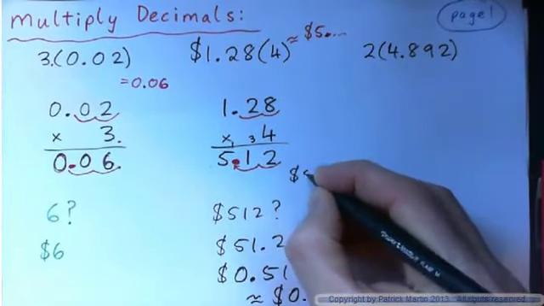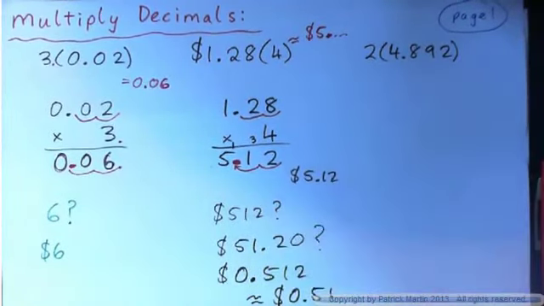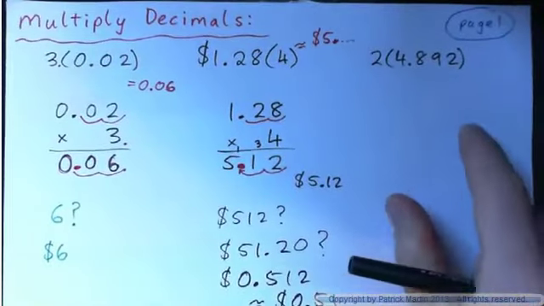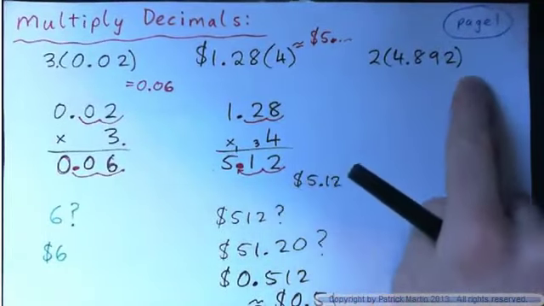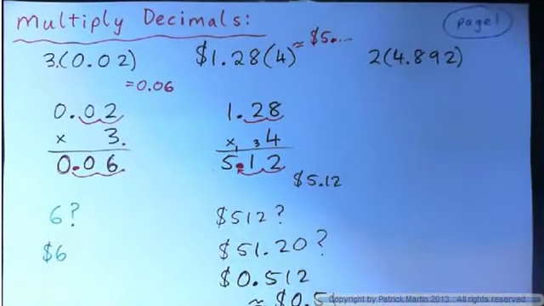Or $5.12. Okay. So please press pause if you like and see if you can do this one. 2 times 4.892.